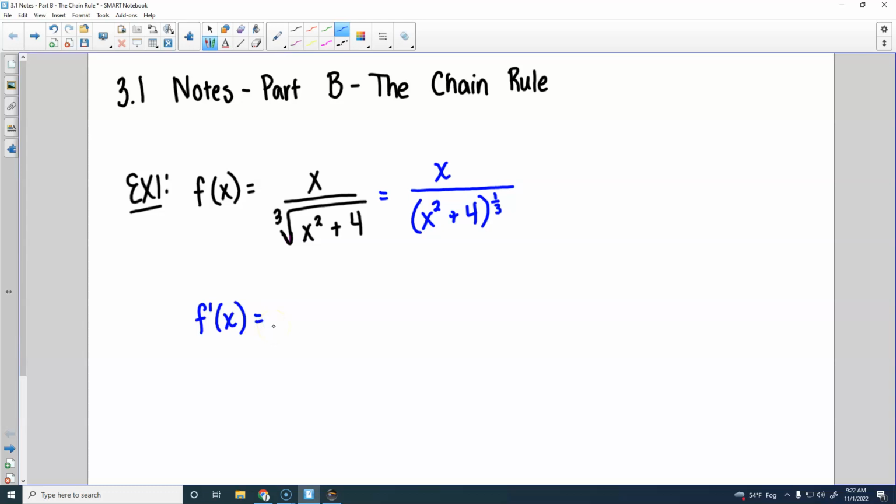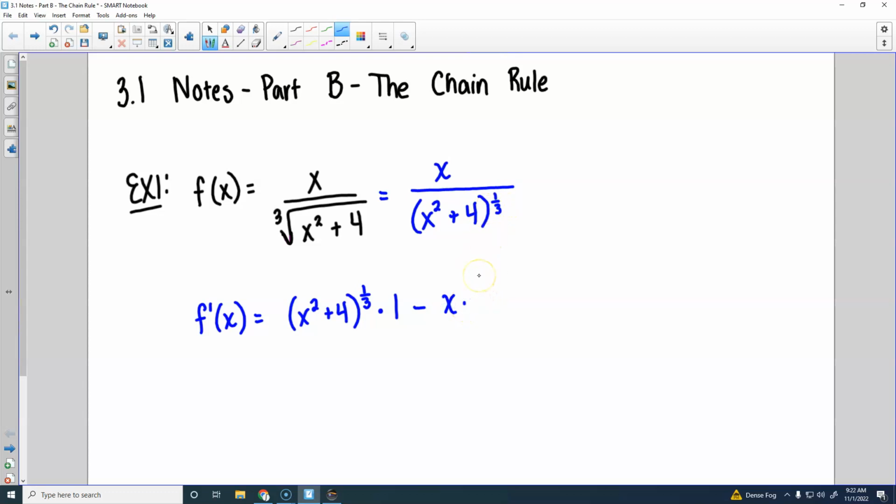So low d high minus high d low, all over low squared. So we'll have x squared plus 4 to the 1/3 times the derivative of the top, which is just 1, minus x squared plus 4, I'm sorry, I don't like doing high, which is x, times the derivative of the low.